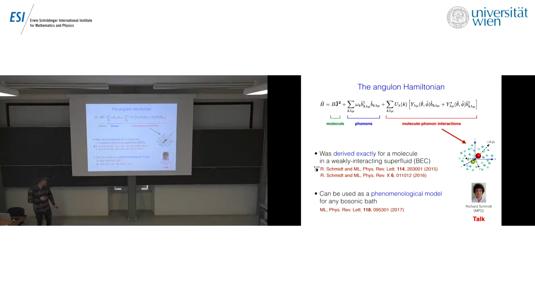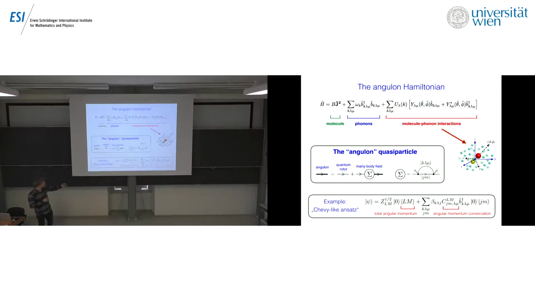And yeah, the initial work has been done with Richard Schmidt, who is going to give a talk tomorrow, I guess. So don't miss his talk. He's probably going to talk about other things mostly. And so this is what we call the angulon. A polaron is a particle dressed by a cloud of excitations, exchanging momentum with it. Here we call the angulon a particle that exchanges angular momentum with some kind of bath and is dressed by some angular type of excitations.